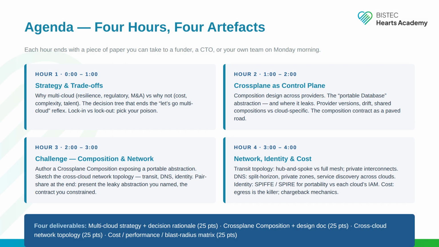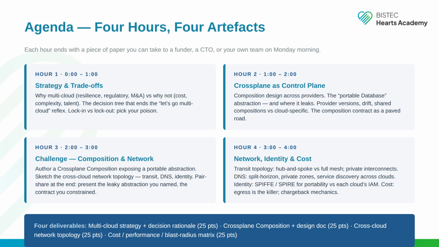4 hours, 4 artifacts. Hour 1 is strategy and trade-offs. Why multi-cloud is real, why it is not, and the decision tree that ends the "let us go multi-cloud" reflex. Lock-in versus lock-out. Pick your poison and write down why.